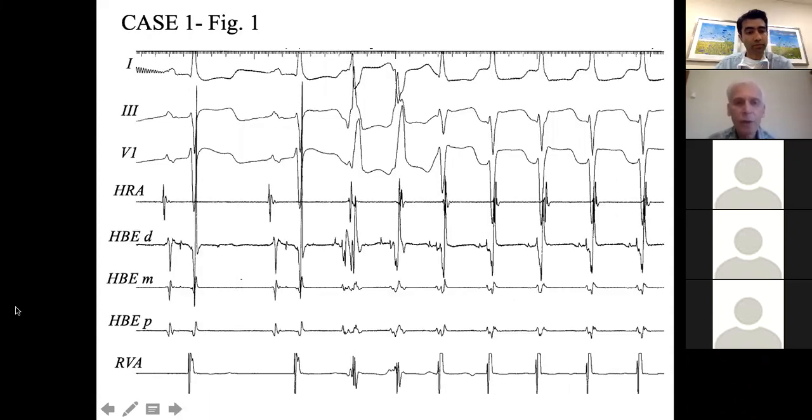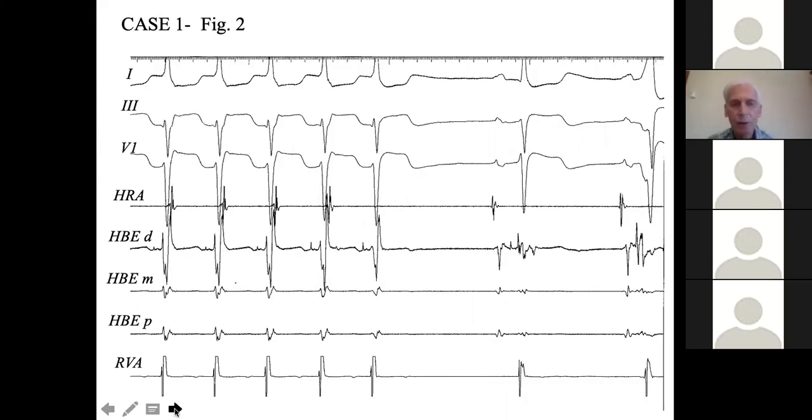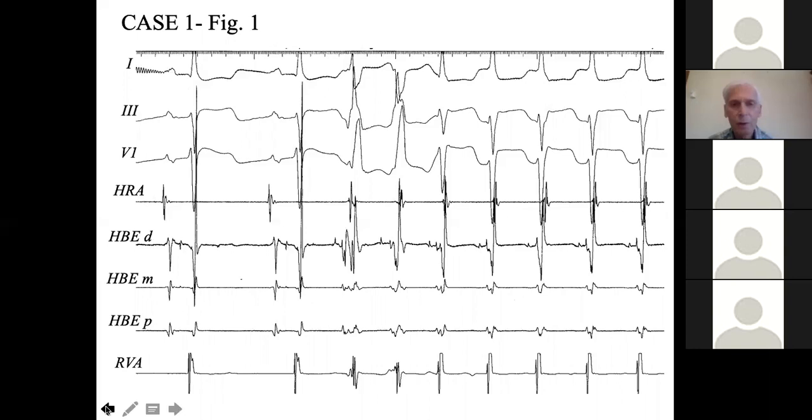All right. So here's the first tracing. This shows the onset. So take a look at that for a little while. That's the onset. You'll see it again. This is the spontaneous termination. So here's the onset. We'll just leave it on here for a while.